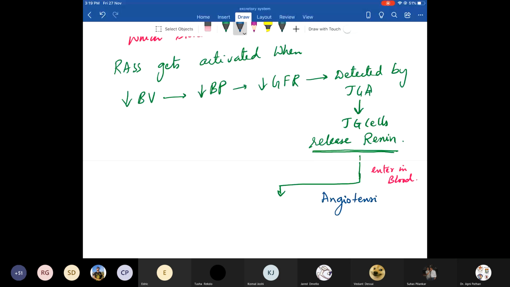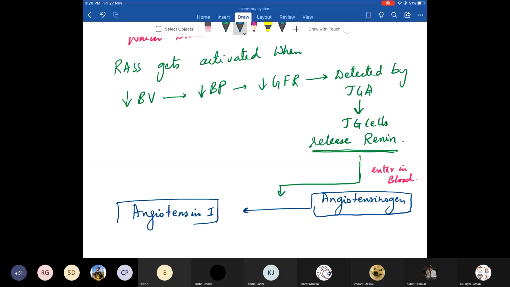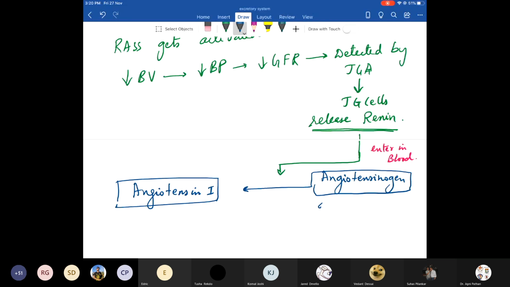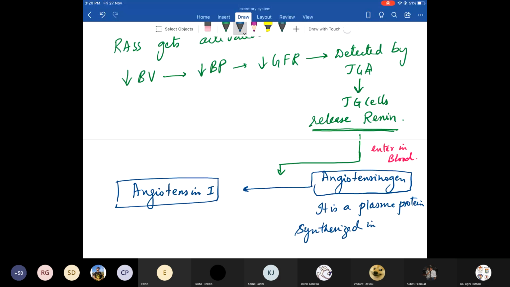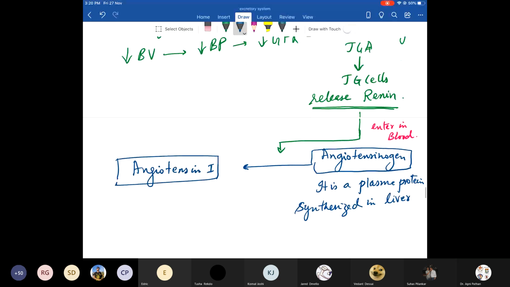It will act on angiotensinogen to give angiotensin 1. Angiotensinogen is a plasma protein synthesized in liver. It is made of 453 amino acids, right?